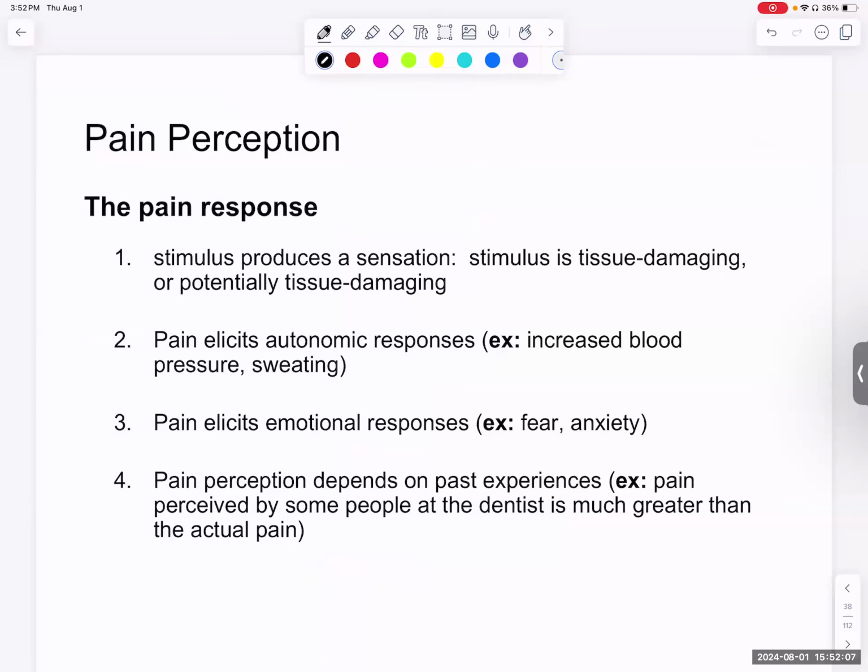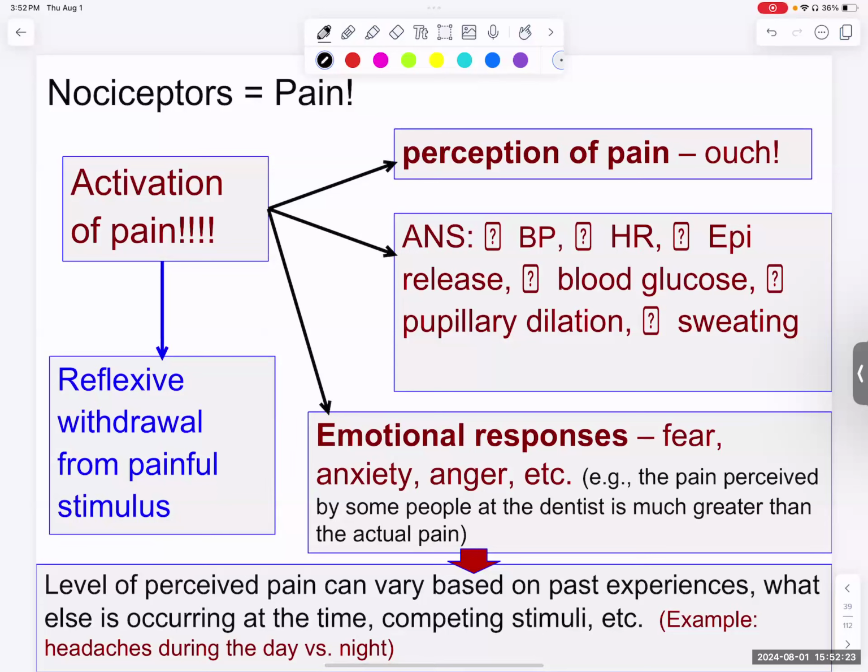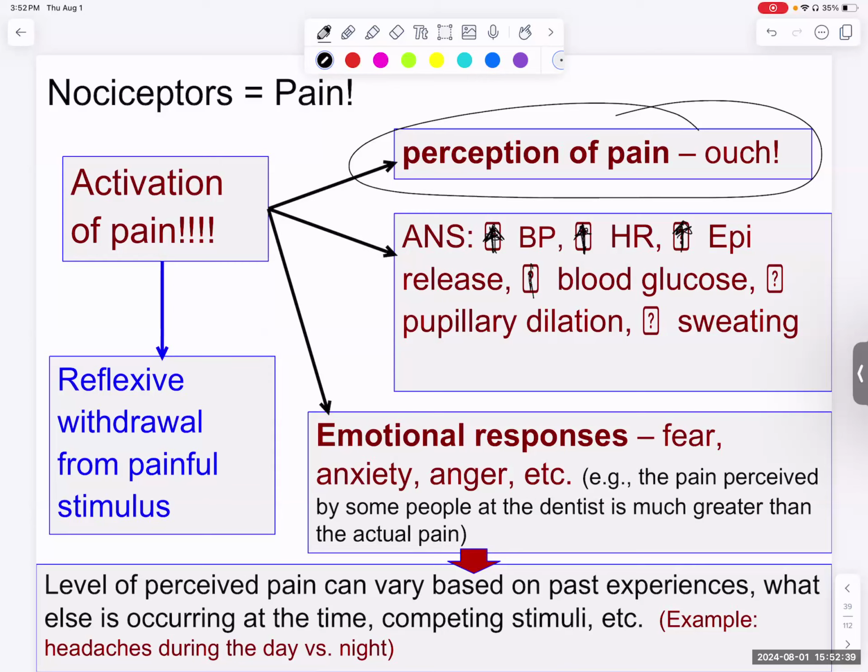Pain perception is really interesting because stimulus of a nociceptor or pain receptor is going to be diffuse and it's going to synapse on a second order neuron, but also it's going to synapse on other neurons. And so with the activation of a nociceptor, you're going to perceive where that pain is coming from. That's the sensory pathway, but it's also synapsing on autonomic centers to increase blood pressure, increase heart rate, increase the release of norepinephrine, increase blood glucose, increase pupillary dilation, increase sweating, right? So it's going to synapse on multiple neurons, and that's causing autonomic responses.